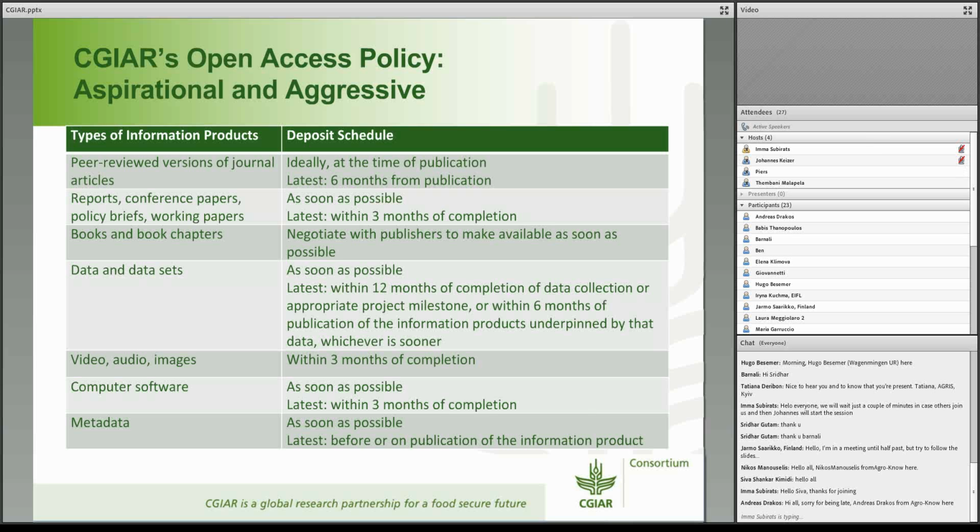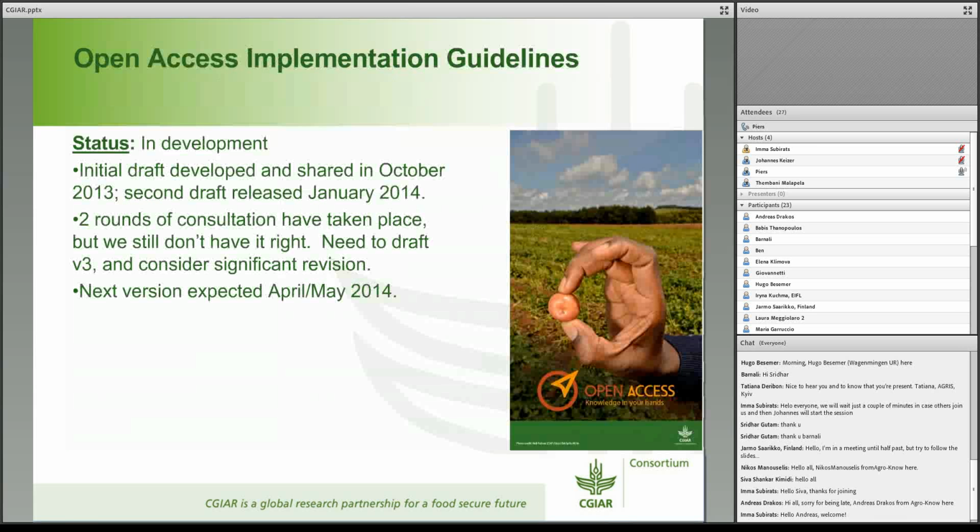Now, when we talk about the guidelines, as I mentioned, we're still working on those. We started this effort in October of 2013. We published the first round and put it on that open page on cgiar.org, and got a lot of feedback. This was open to the public as well as to CGIAR research and programs. We got our feedback and we released a second draft in January, but it's very, very clear that we still don't have it right. It's a long document.